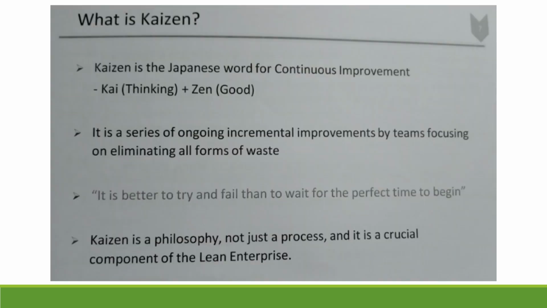You can use kaizen as well. Kaizen is a Japanese word for continuous improvement. It's about thinking good. Kaizen is about a series of ongoing incremental improvements by the team focusing on eliminating all forms of waste. Right? It is better to try and fail than wait for the perfect time to begin action. Kaizen is a philosophy, it's not a process. It is a crucial component of the lean enterprise. It's a crucial component of continuous learning culture.